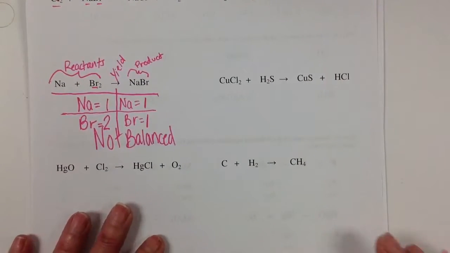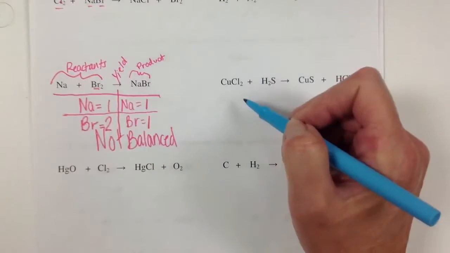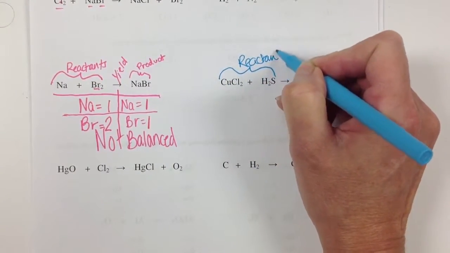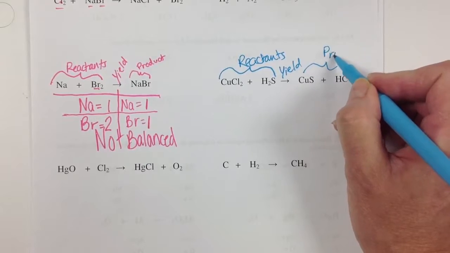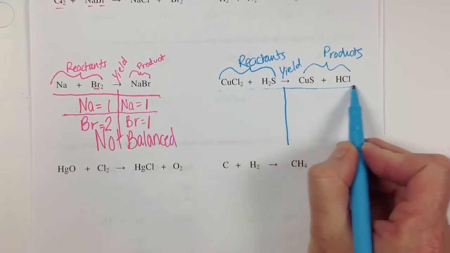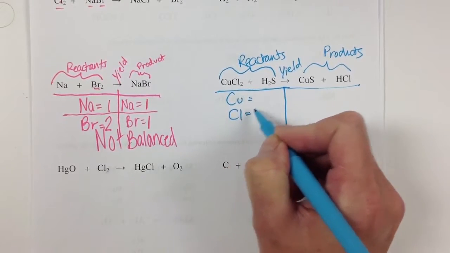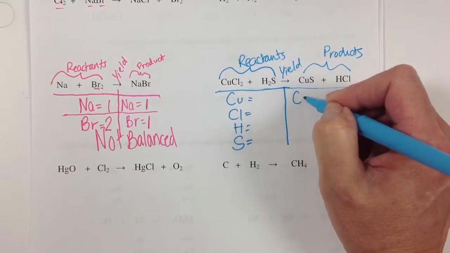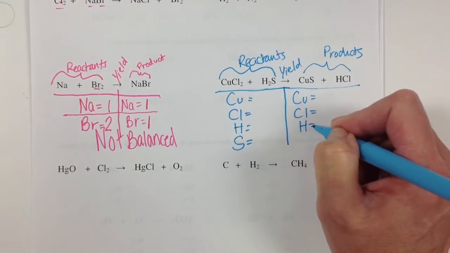All right, let's try one more, and then I'm going to leave it to you. So here we're looking at our reactants. Yield, products, and we're going to do the same thing here. We're going to make a T-chart. We're going to list out our elements. So we have Cu, we have Cl, we have H, and we have S. So we're going to list them the same way here, so it makes it easier for us to look across the equation to see if it's balanced or not.